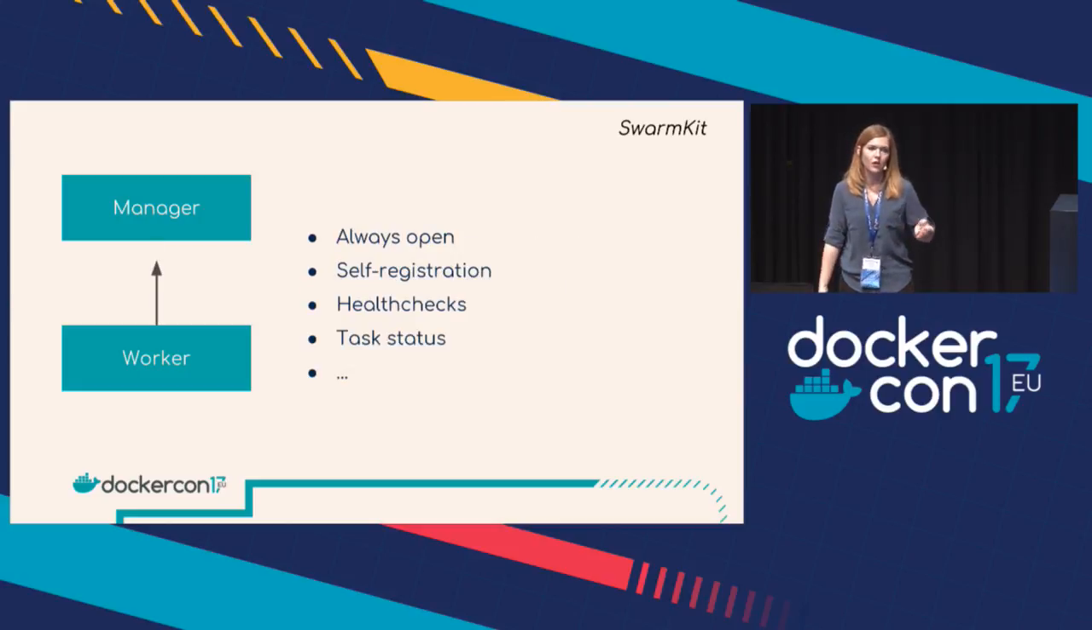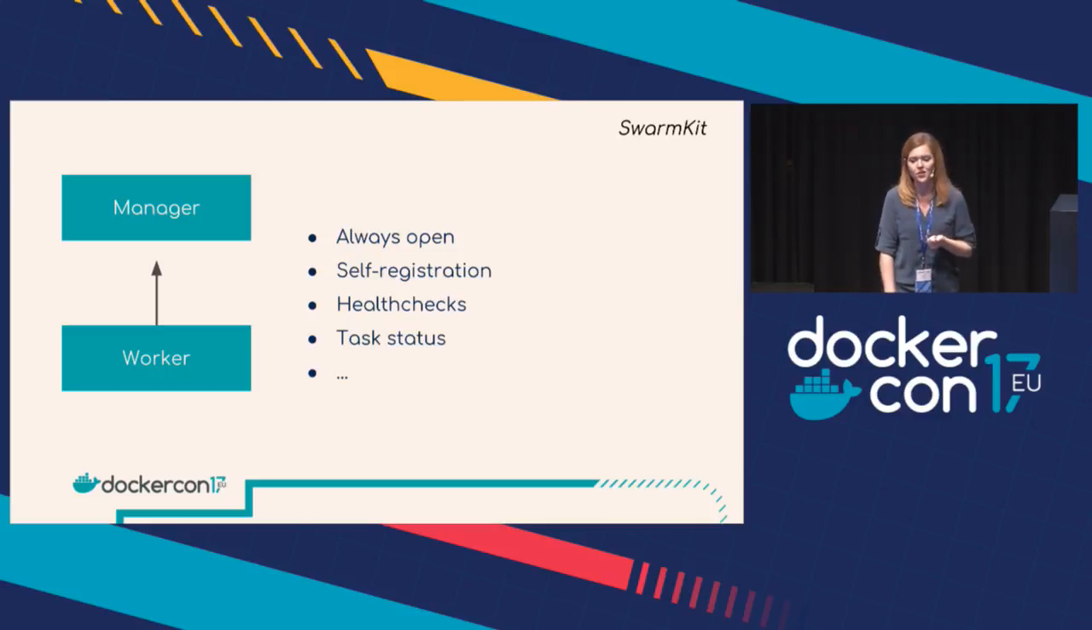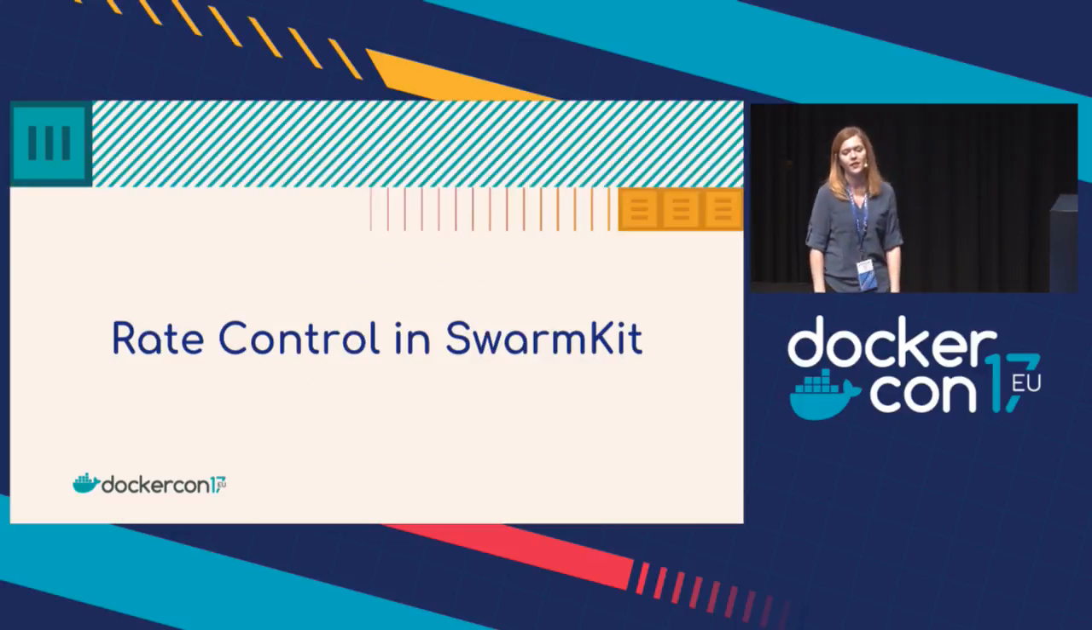But in SwarmKit, the worker is pulling a lot of stuff down from the manager. That connection is always open. The worker is self-registering with the manager. There are things like health checks, worker is pushing task status, and a bunch of other stuff that I couldn't fit on the slide, even though we're in the hugest room, like a movie theater, still couldn't fit.